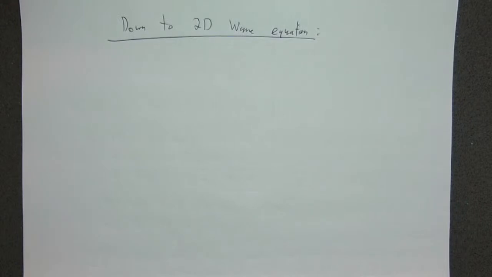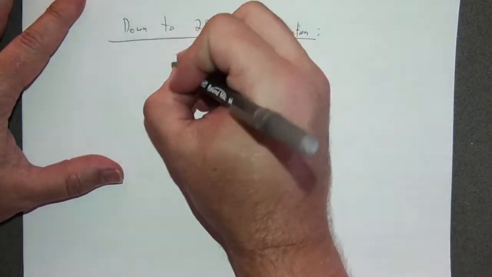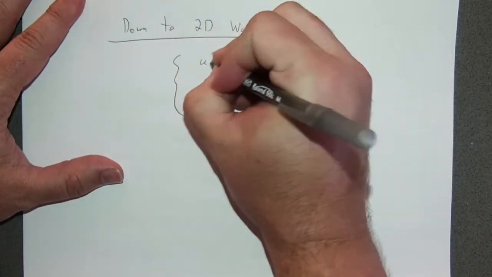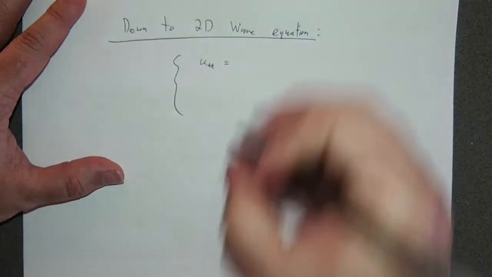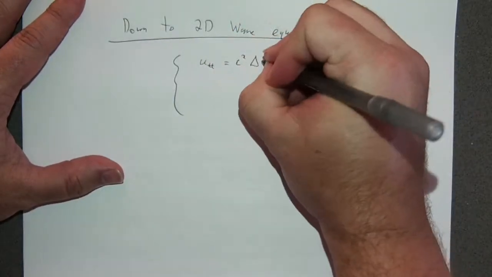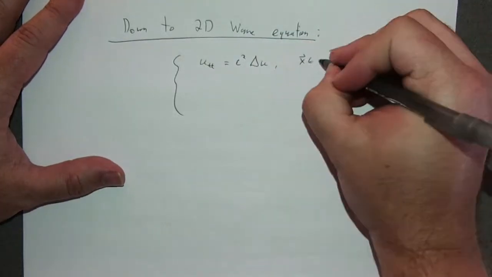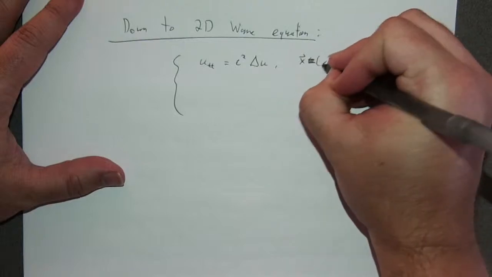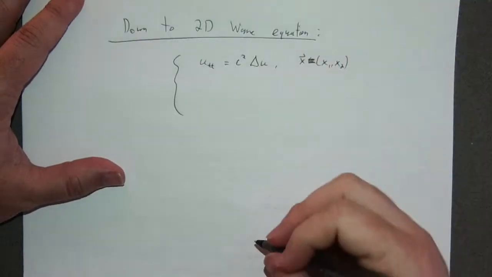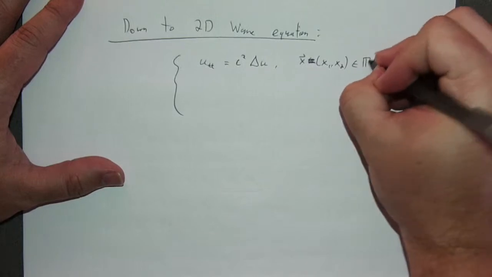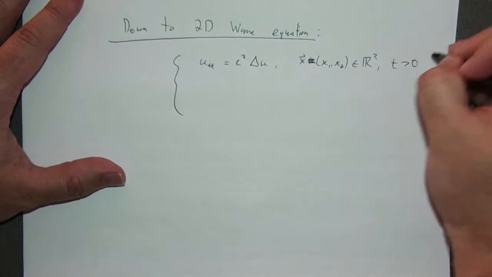So the 2D wave equation. And what does this look like? Well, it looks a lot like the 3D wave equation if I don't actually write out that the Laplacian is the 2D Laplacian. All right, so what does this look like? This is u sub tt equals c squared Laplacian u, where x now is some ordered pair x1, x2 in R2, and t is greater than 0.